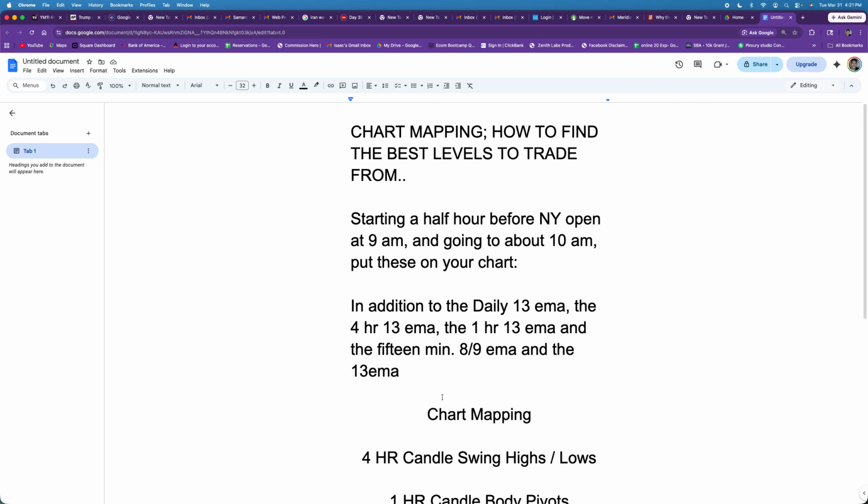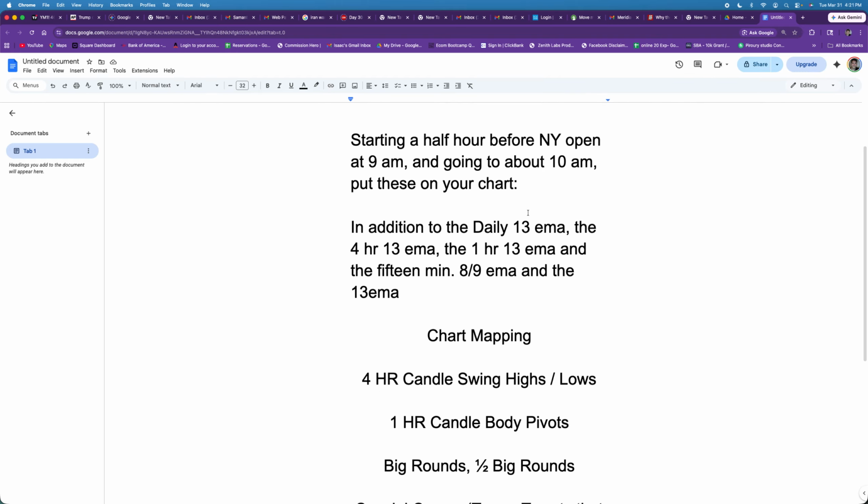Okay, guys, this is three-way trading. I'm going to talk today a little bit about chart mapping and how to find the best levels to trade from. We're going to talk about probably the most important levels to mark up your chart with, and then how to trade them once price reaches them or interacts with those levels.